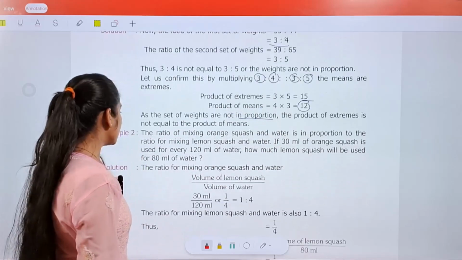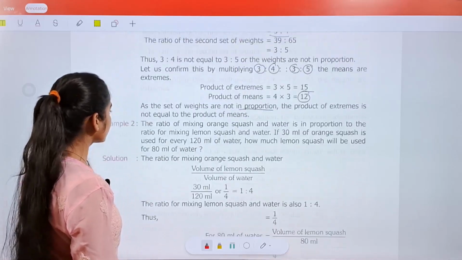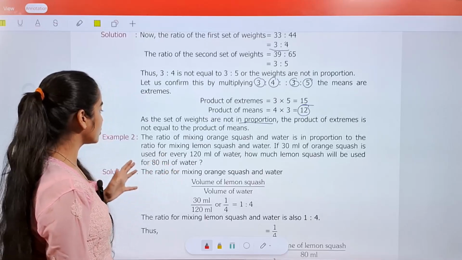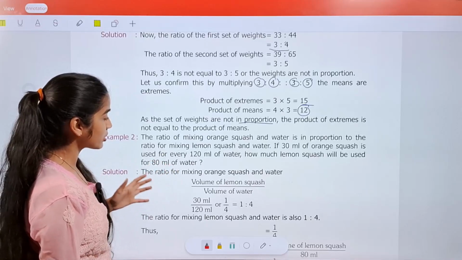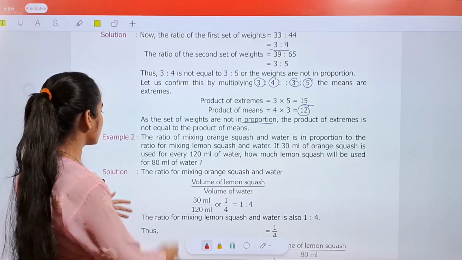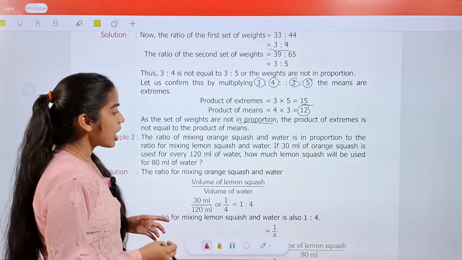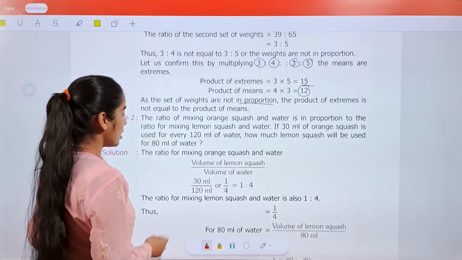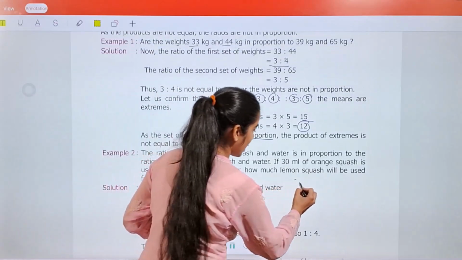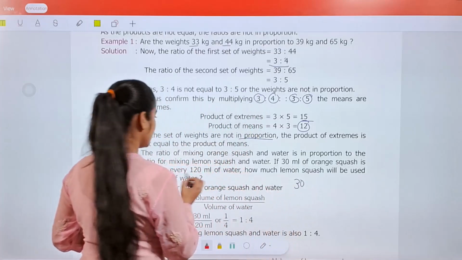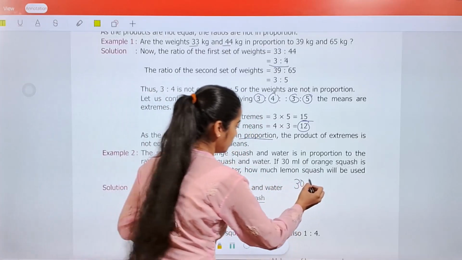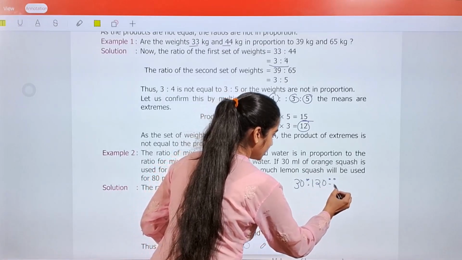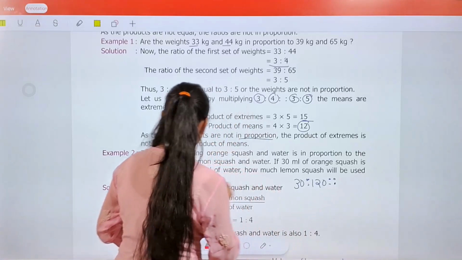Okay, now let's note a question. The ratio of mixing orange squash and water is in proportion to the ratio of mixing lemon squash and water. If 30 ml of orange squash is used for 120 ml of water, how much lemon squash will be used for 80 ml of water? So if I'm writing this, the way I have to write it in the proportionate way, 30 is to 120, now the sign of proportion, then 80 ml.